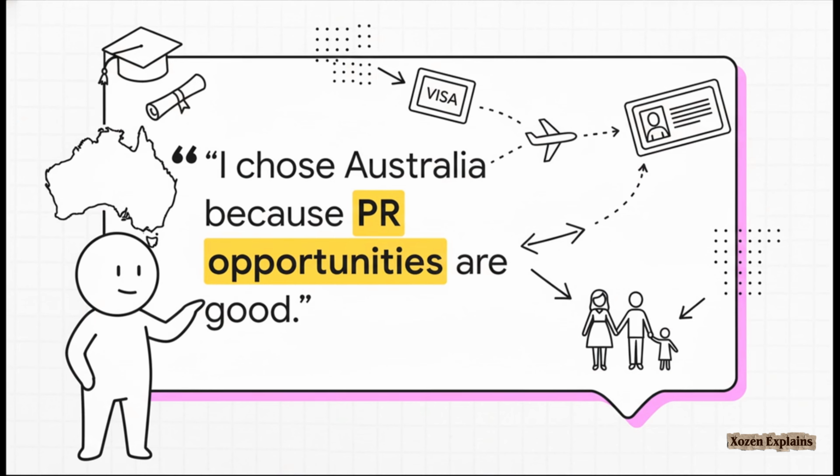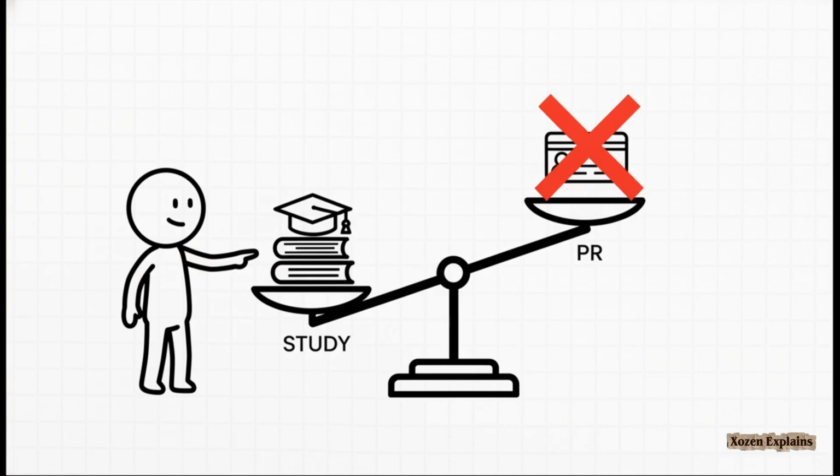A very common and fatal error is to focus on migration outcomes. For instance, a statement like, "I chose Australia because PR opportunities are good," directly contradicts the entire purpose of the temporary student visa. Let's be very clear on this. According to the official guidelines, your primary purpose for applying must be study. Mentioning permanent residency as a primary motivator directly contradicts the explicitly temporary nature of the Subclass 500 visa. This signals an inconsistent intent and is a common reason for a direct refusal.